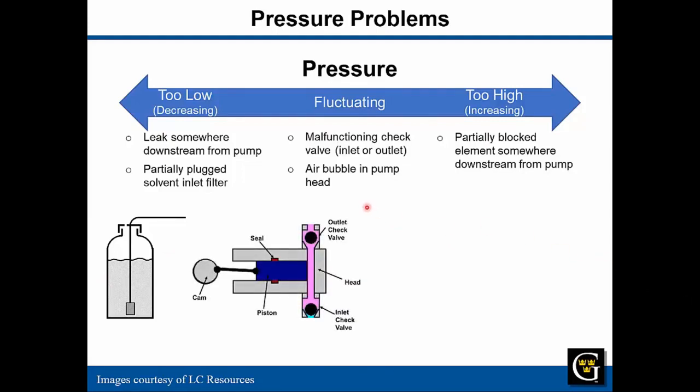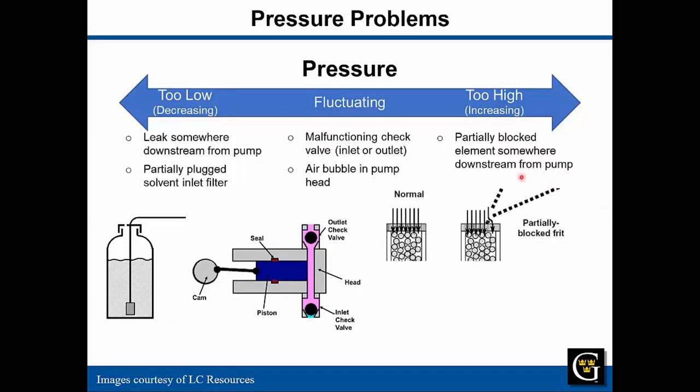Usually, cases where we see pressure that's highly variable or fluctuating somehow have to do with something that's going wrong in the pump. So if we have one or both check valves that are sticking so that the ball in the check valve is not releasing properly, this can lead to highly variable pressure. One problem we see a lot is air bubbles that get stuck in the pump head can also lead to highly variable pressure.